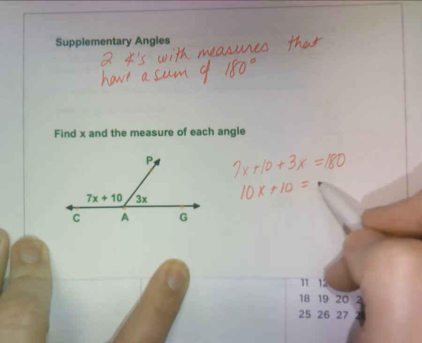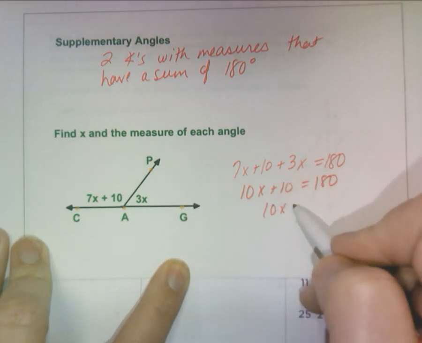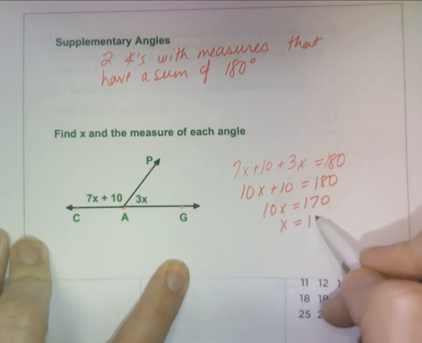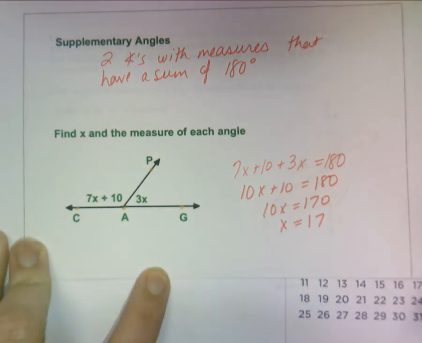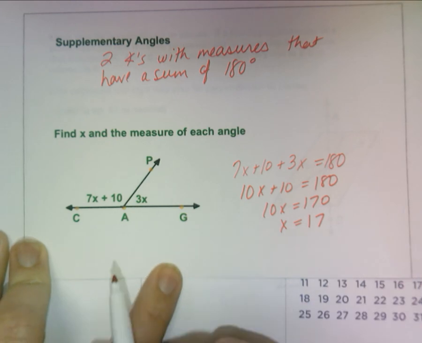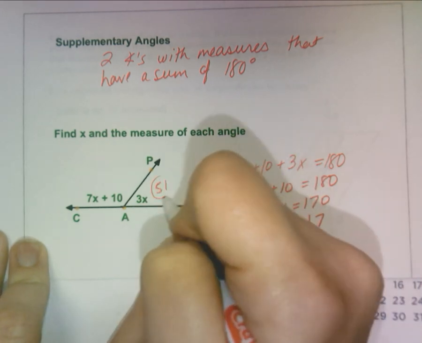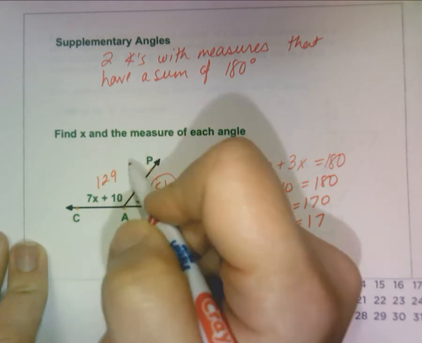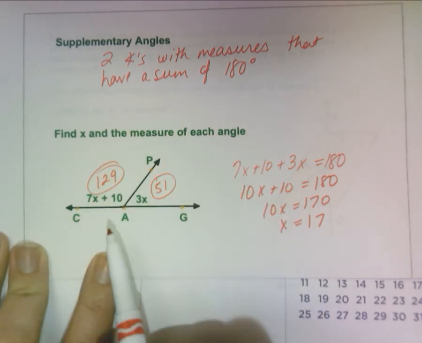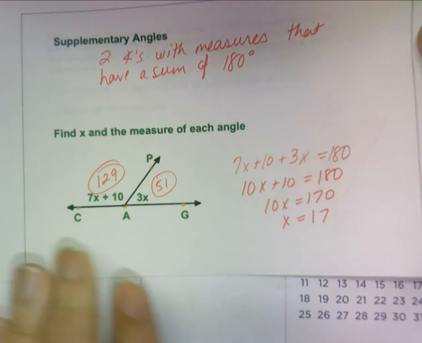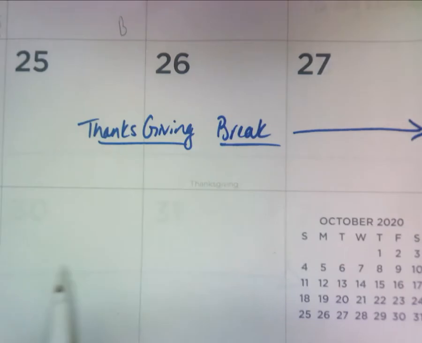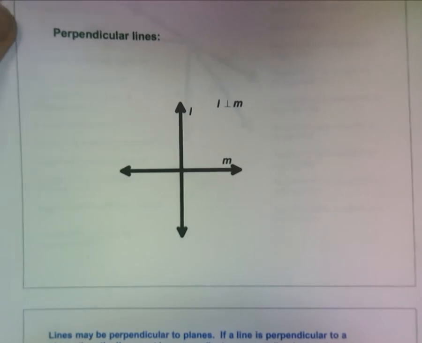So 10x plus 10 equals 180. 10x equals 170. X is 17. That must be my favorite magic number lately. Plug it back in. 3 times 17 is 51. And then this would be 129, if you did it out. Easy. This is easy, fun, easy breezy stuff. All right. A few more things.